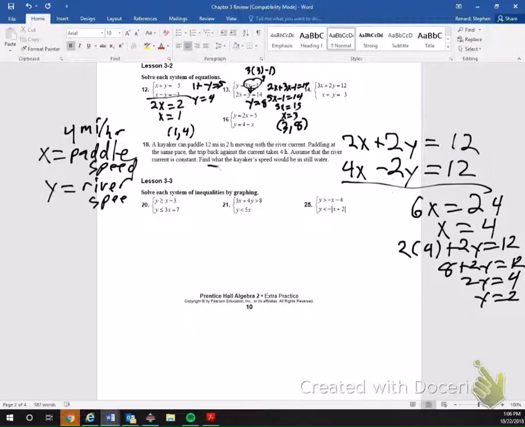Okay, so now technically, because I only have to find the kayaker's speed in still water, I don't technically need to find that y is 2 miles per hour. But I wanted to, that way I can check my answer. I can plug it back into the other equation. So here, 4 times 4 is 16, 16 minus 4 is 12, so that checks. So I know that the kayaker in still water is paddling at 4 miles per hour.